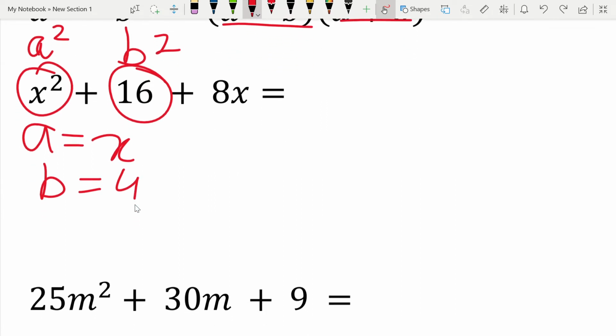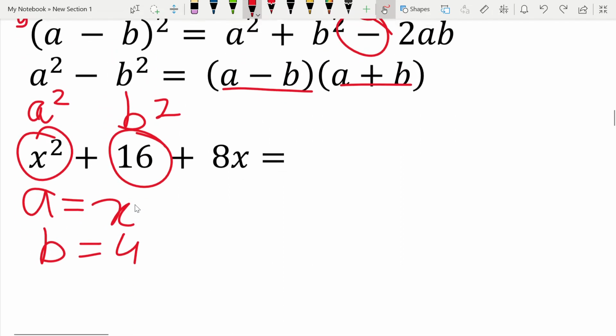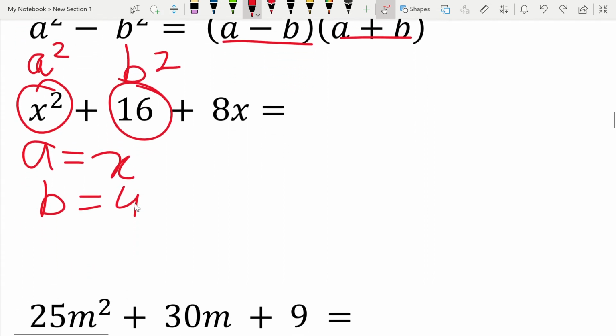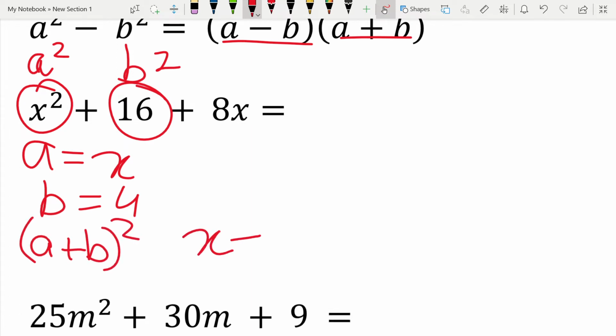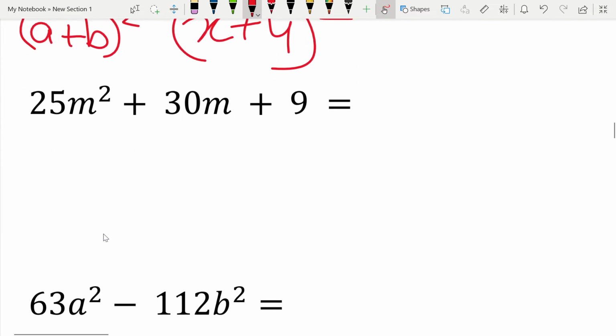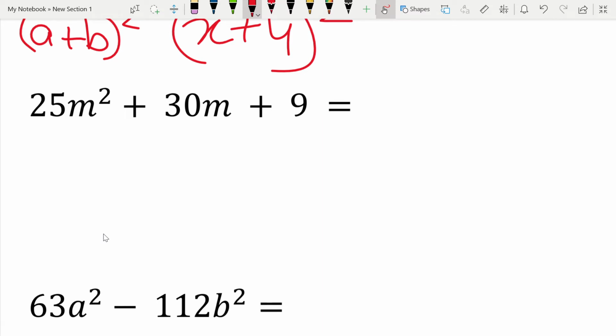So this is the formula for (a plus b) whole square. So it's going to be (a plus b) whole square. Here a is (x plus 4) whole square. So our answer is going to be (x plus 4) whole square.